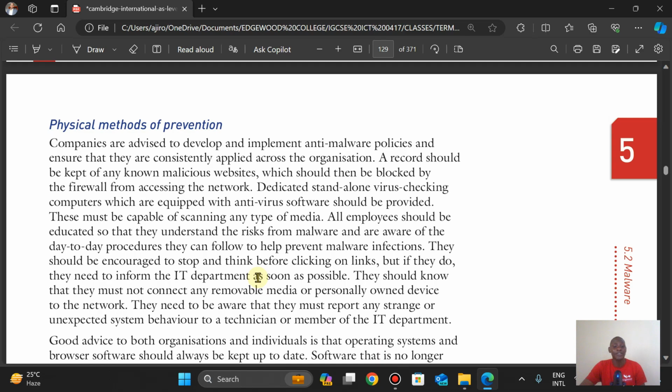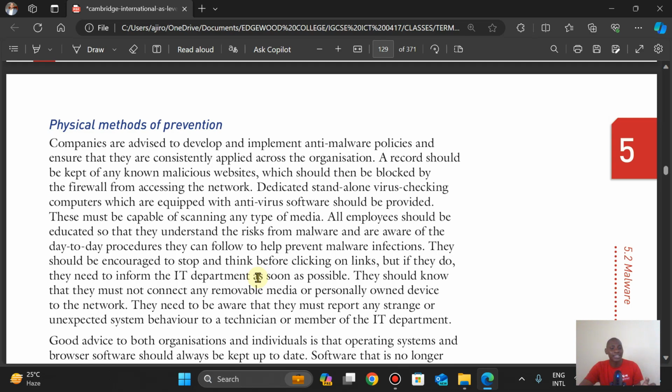Physical methods of prevention. What are the physical methods of prevention? Companies are advised to develop and implement anti-malware policies and ensure that they are consistently applied across the organization. A record should be kept of any known malicious websites, which should be blocked by the firewall from accessing the network. Dedicated standalone virus checking computers should be equipped with antivirus software, which should be provided. We should be able to run any type of scan.